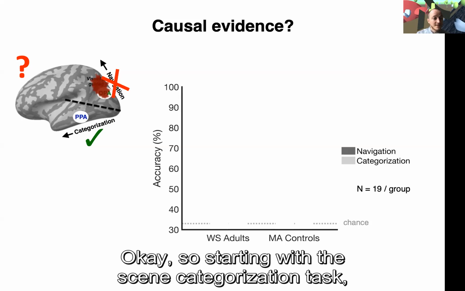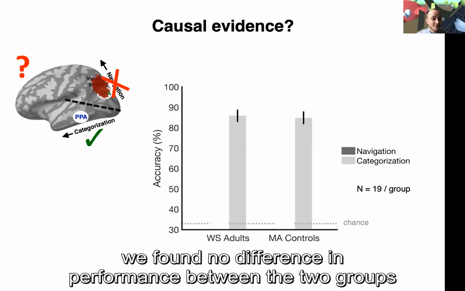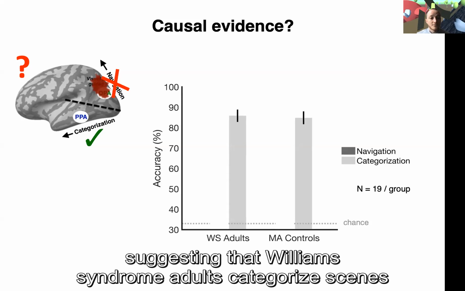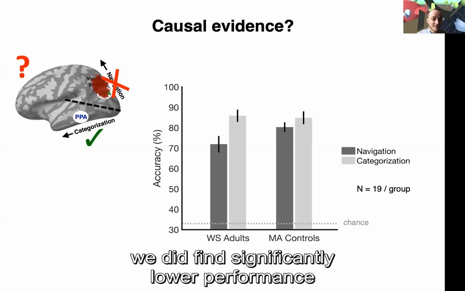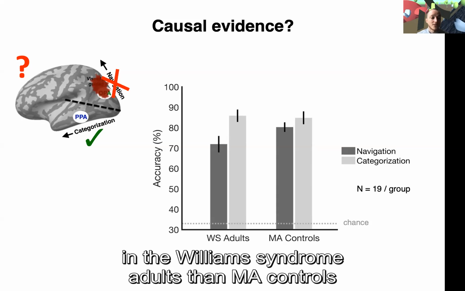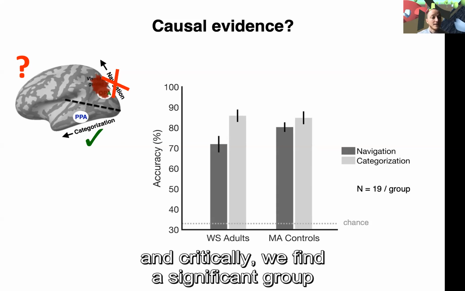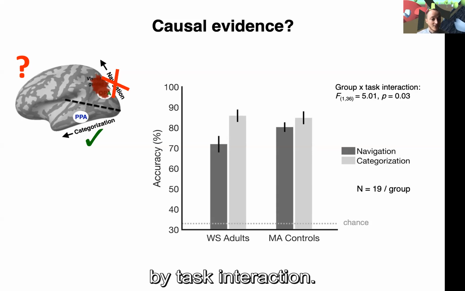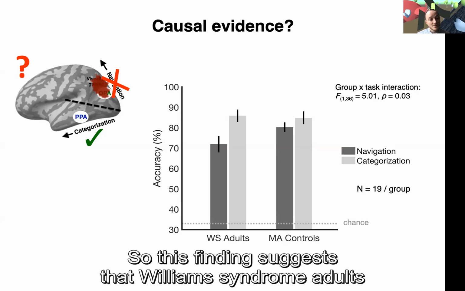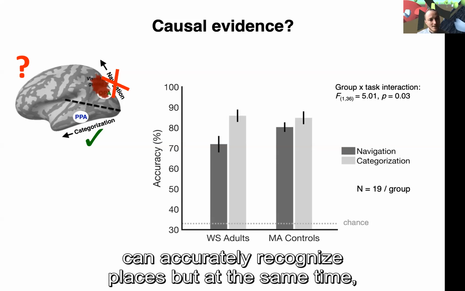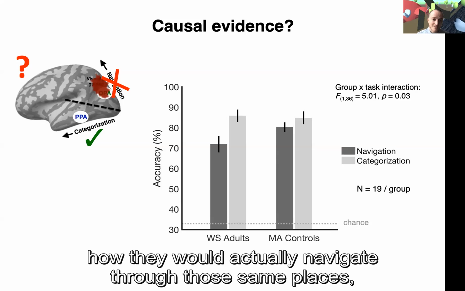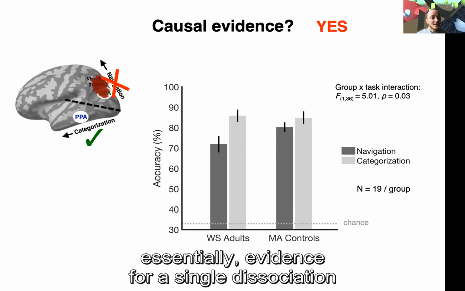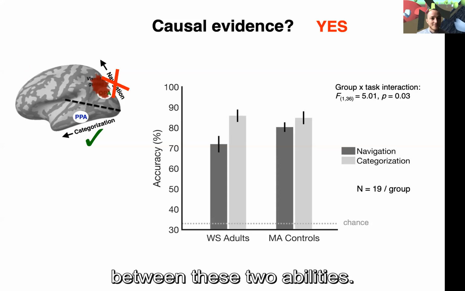Okay, so starting with the scene categorization task, we found no difference in performance between the two groups, suggesting that Williams syndrome adults categorize scenes accurately relative to their mental age. However, in the navigation task, we did find significantly lower performance in the Williams syndrome adults than the MA controls, and critically, we find a significant group by task interaction. So this finding suggests that Williams syndrome adults can accurately recognize places, but at the same time, they have difficulty using vision to plan how they would actually navigate through those same places. Essentially, evidence for a single dissociation between these two abilities.